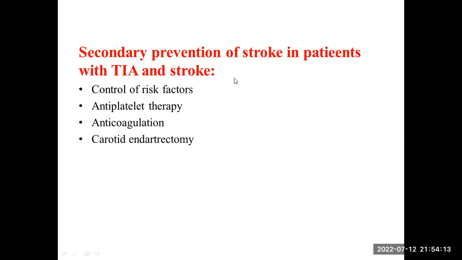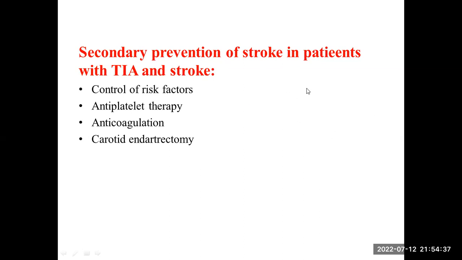Statin therapy should be considered also to control dyslipidemia, which is a major risk factor for atherosclerosis. And according also to the ASA, it's recommended to use a high dose of atorvastatin, atorvastatin 80 milligram, for secondary prevention of stroke. And the target LDL is less than 70. You need to keep the LDL level less than 70.